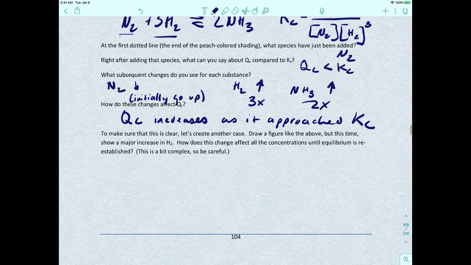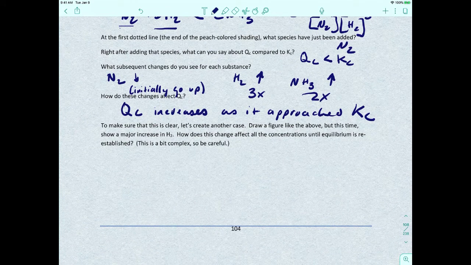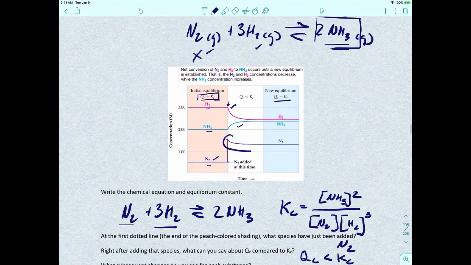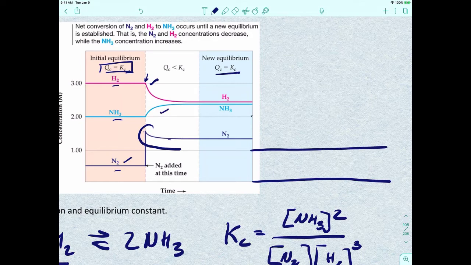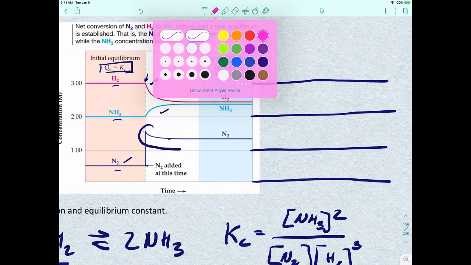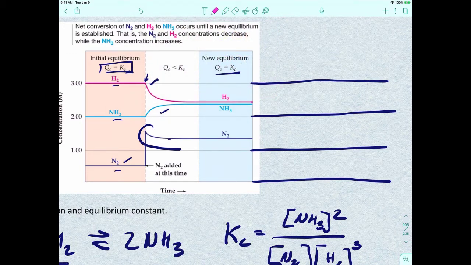All right, so let's try another case. We're going to draw a figure like we did above, but this time we're going to show a major increase in H2. So let's go back to this drawing right here, our graph. We're going to expand this a little bit. So we're going to add more H2. So what should happen? Let me get a pink marker here. So what I'm going to do is increase H2.